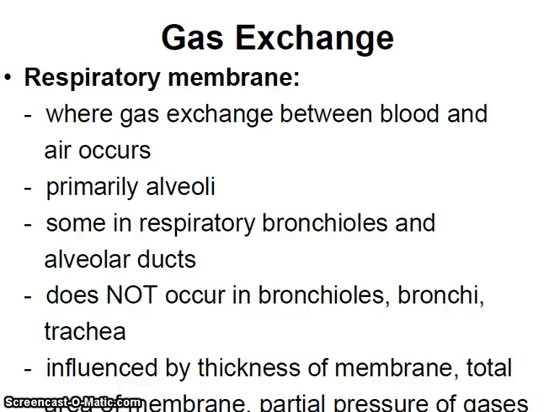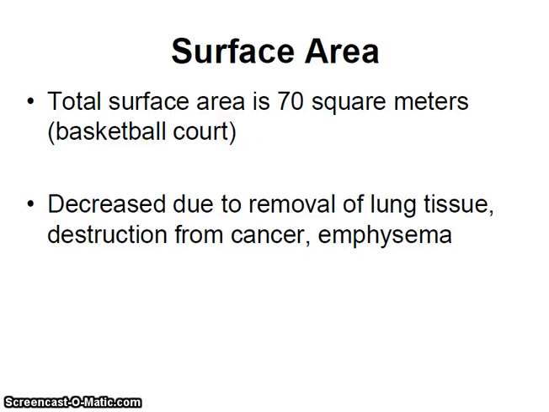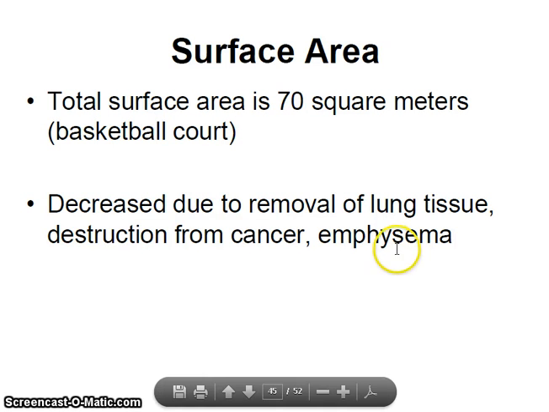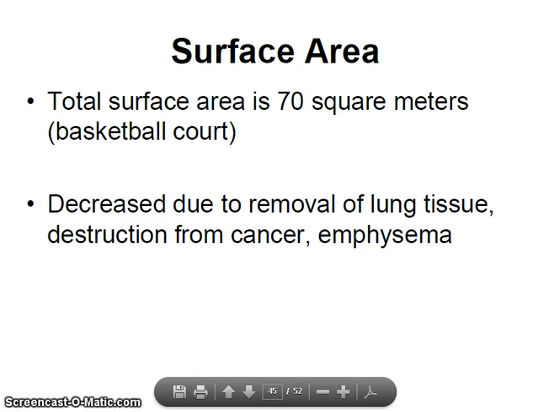Gas exchange, we looked at the respiratory membrane and the alveoli that are important in that. The respiratory membrane thickness, the surface area. The surface area of the alveoli are extremely important for normal, efficient, effective respiration. They can be reduced, the surface area can be reduced and destroyed, maybe removal of lung tissue or destruction from cancer, or the destruction of the alveolar walls and therefore surface area because of emphysema.